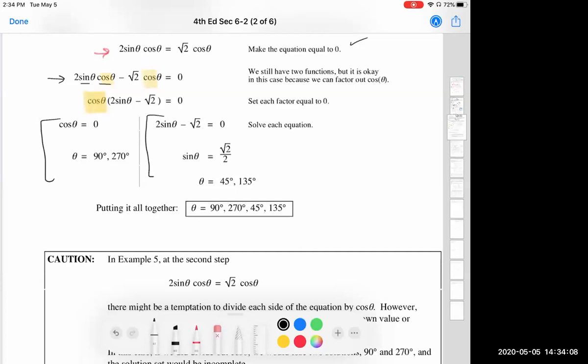All right. So we're here. Now when cosine is 0, you take a look at your unit circle. It's 0 at 90 and at 270. We have a bit more work to do for our second one. 2 sine theta minus square root of 2 equals 0. So I add square root of 2 to both sides, and divide by 2. We're left with sine theta equals square root of 2 over 2. So when is sine positive square root of 2 over 2? That's in quadrants 1 and 2. So we have 45 and 135. So together we get these answers.